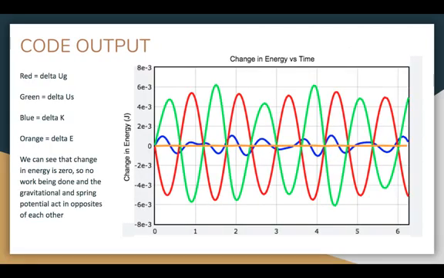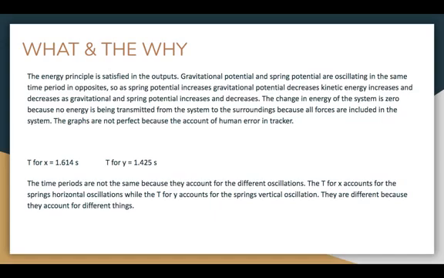And then here we can see that the red is the change in gravitational potential, the green is the change in spring potential, the blue is the change in kinetic energy, and orange is the change in total energy. We can see that the change in energy is 0, so no work is being done, and the gravitational and spring potential act in opposites of each other. The energy principle is satisfied in the outputs.